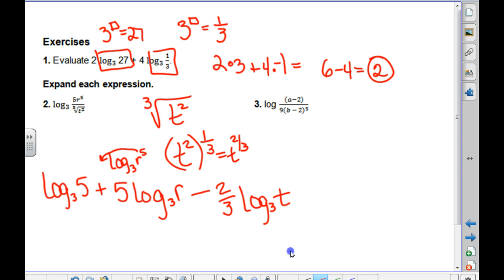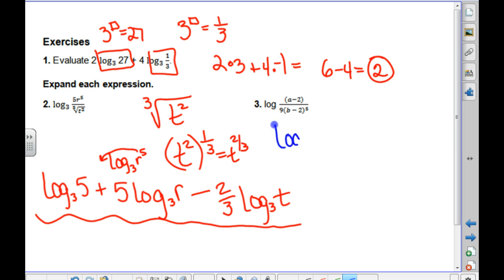How'd that go? Maybe, sort of, kind of? Yeah, that's it. Expand means write it all out like this. Yep. All right.